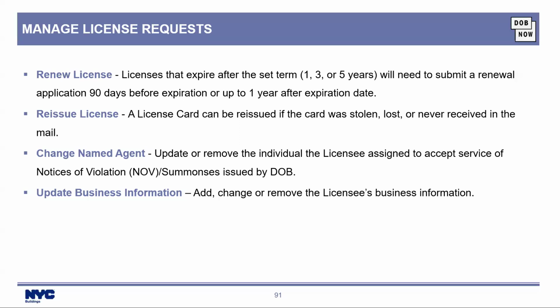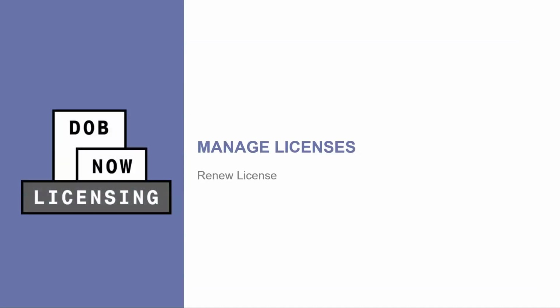You can also request a license be reissued. That's what you do if your card was stolen, lost, or never received in the mail. You can choose to change your named agent, update or remove the individual that you assigned to accept service of notices of violation or summonses issued by DOB. And you can update your business information. And there's a couple of additional requests that we'll talk about in a moment. But first, let's talk about each of these.